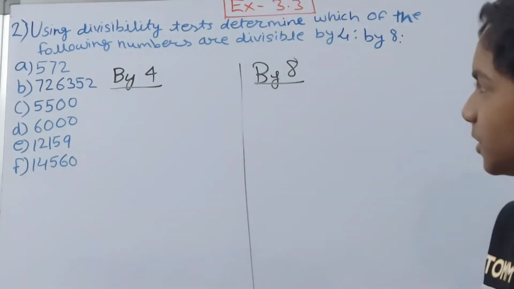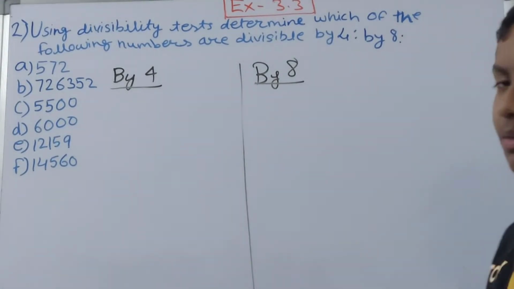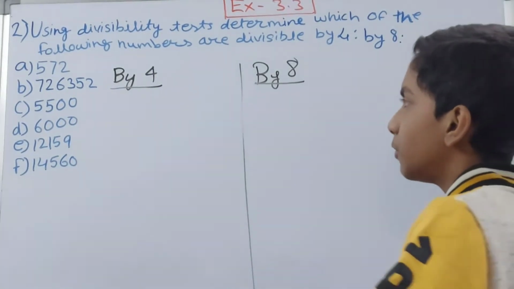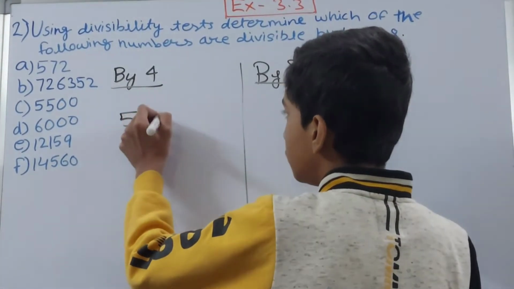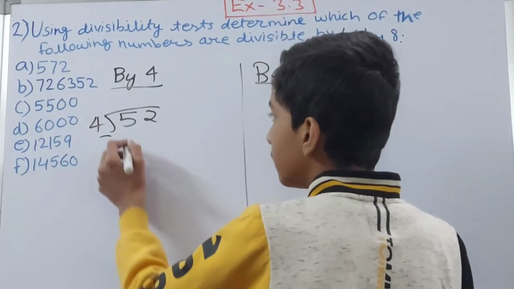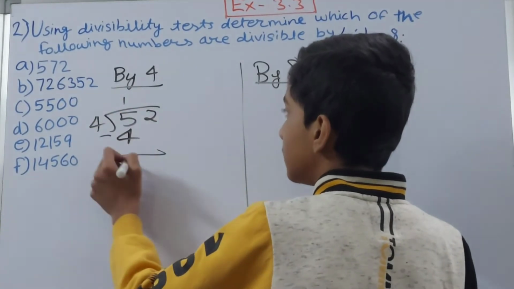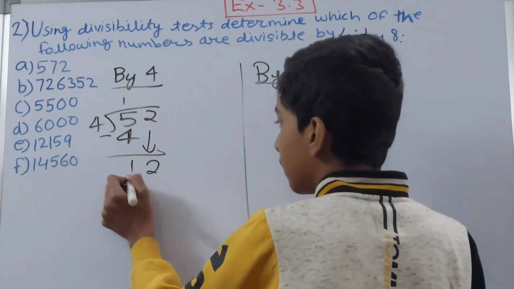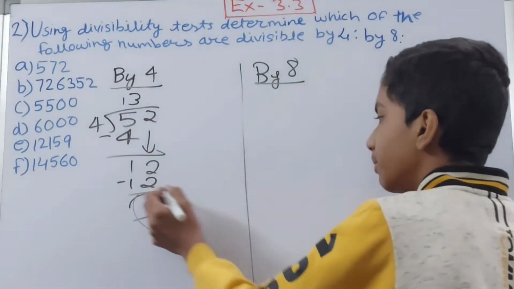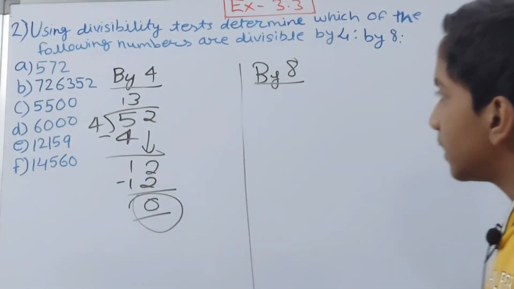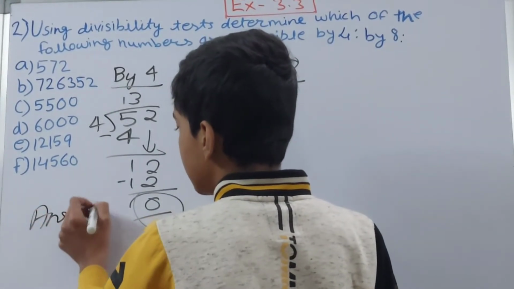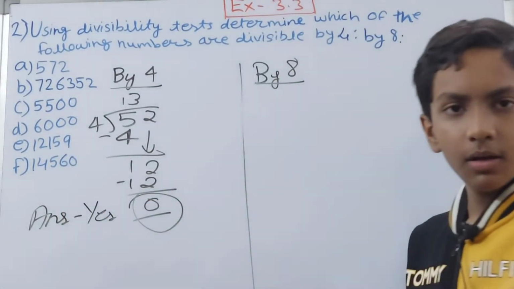This is 726352. This number is very long, and first we will see how to divide it by 4. For 4 you will see the last 2 digits, that is 52. Now we divide this 52 by 4. So 5 here, minus 4, 1 time. We have 1 left, we bring this 2 down, 12, minus 12 is 0, and 4 goes into 12 three times. So you can see it is completely dividing. That means this number is divisible by 4. We can say that yes, it is divisible by 4, right?